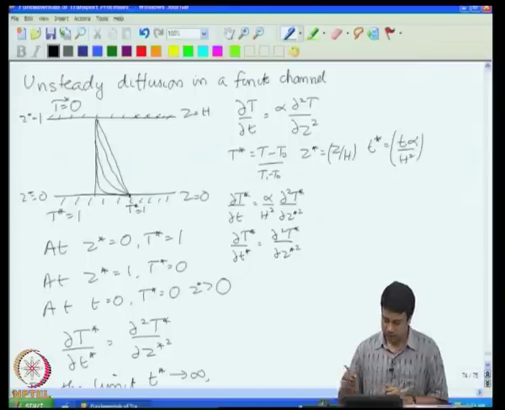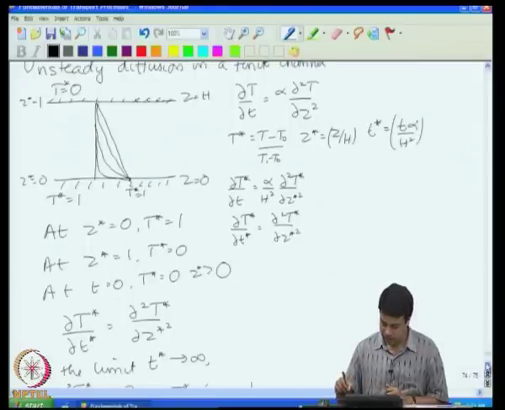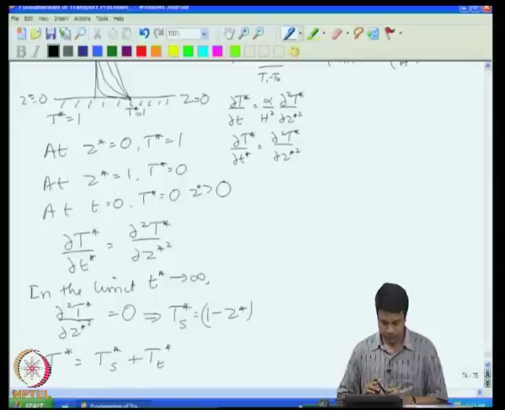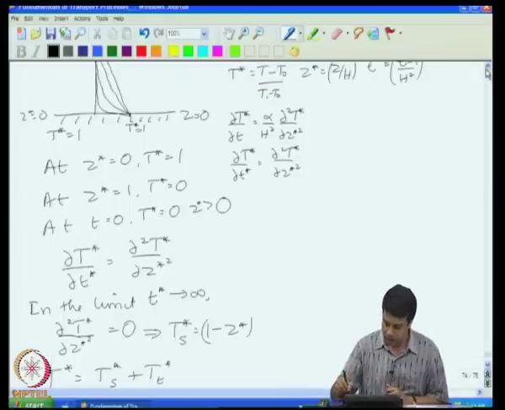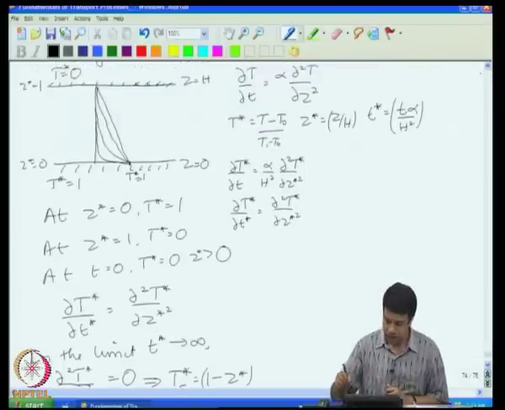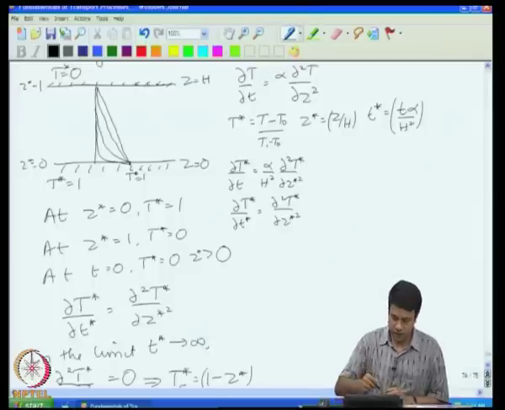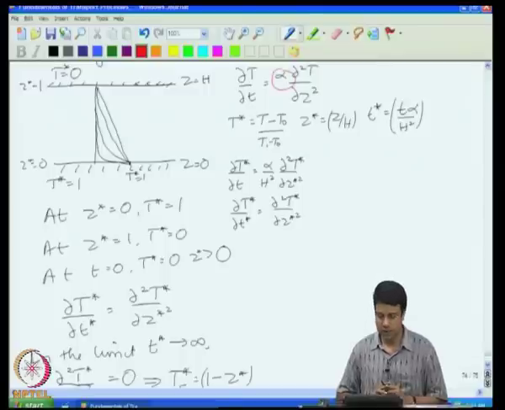My differential equation in this case is going to be of the form dt by dt is equal to d square t by dz square. I had used scaling in order to reduce the number of dimensional groups. I had effectively removed the thermal diffusivity from the problem by appropriate scaling, so that I can get it just in terms of scaled variables.